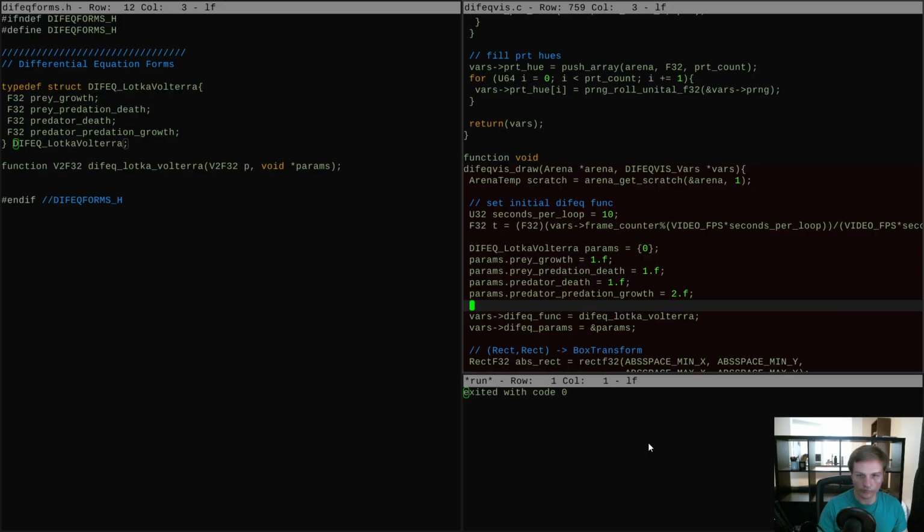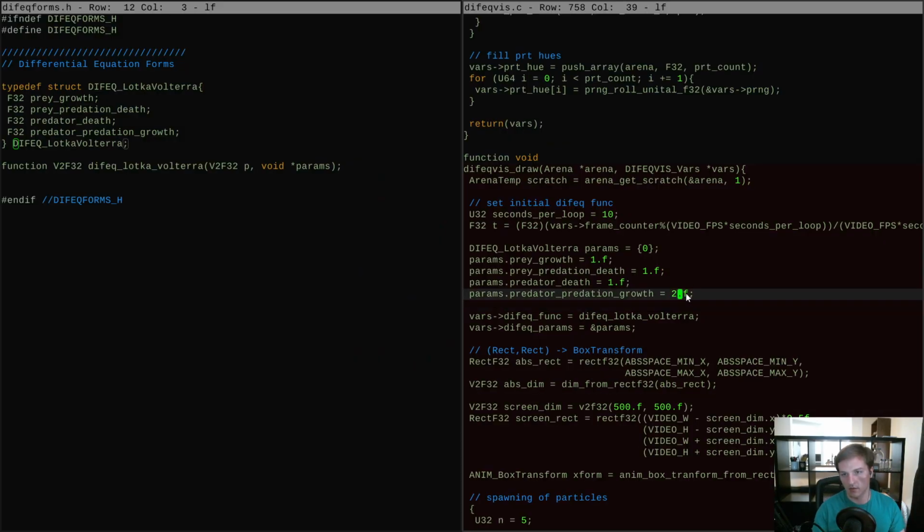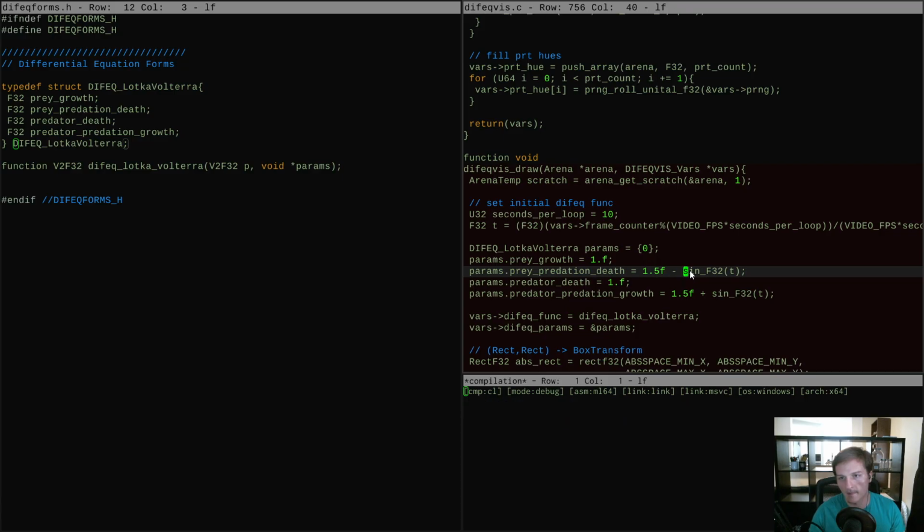So here, when the growth rate is higher, now we have things shooting up fast. You see that there? Because the predator growth rate is high, they shoot way up. So I want to do 1.5 plus sine f32t and 1.5 minus sine f32t together.